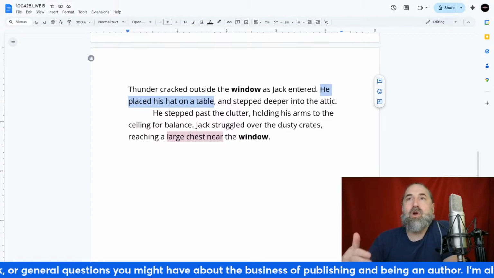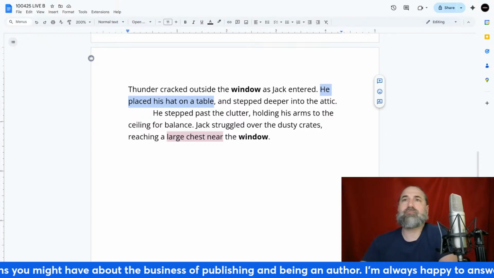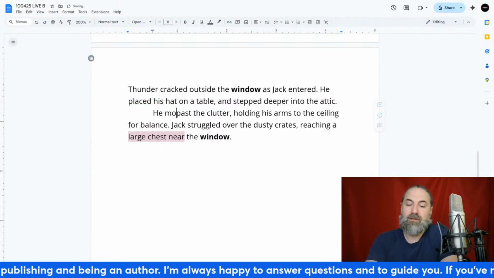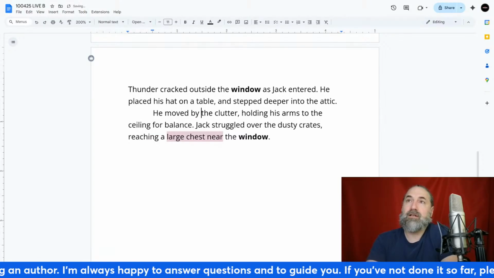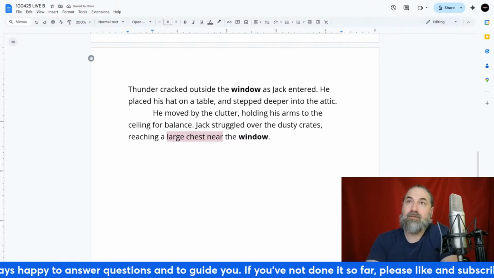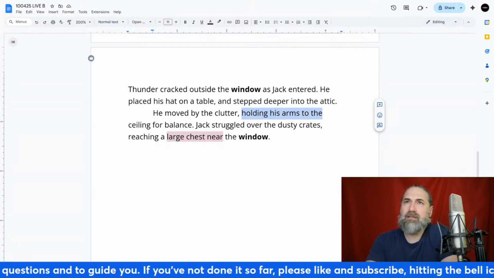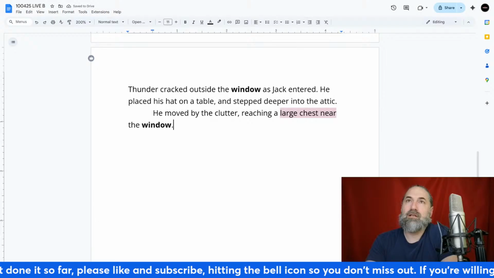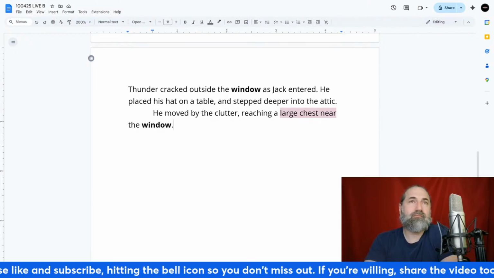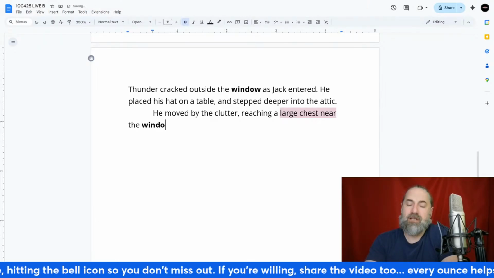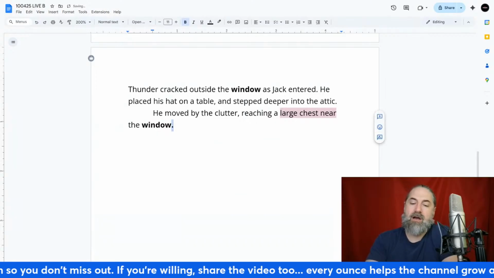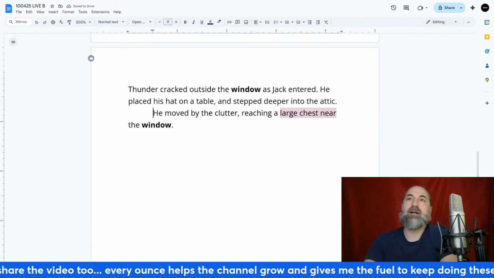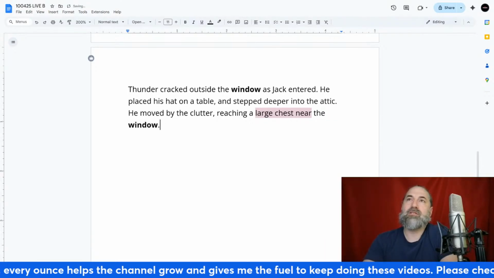Now, this is where we could slow it down, right? We could get rid of the clutter. He moved by the clutter. And then we could say reaching a large chest near the window, okay? Or reaching not a large chest. Yeah, we'll keep that. All right, now, this is where we can say, why don't we slow it down? And the reason is, we could actually add that to this because it's basically one long movement.